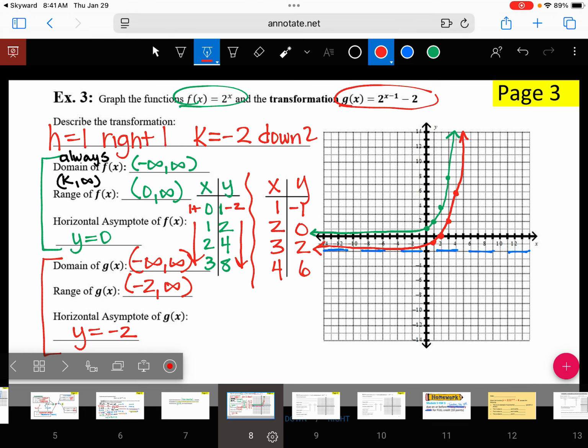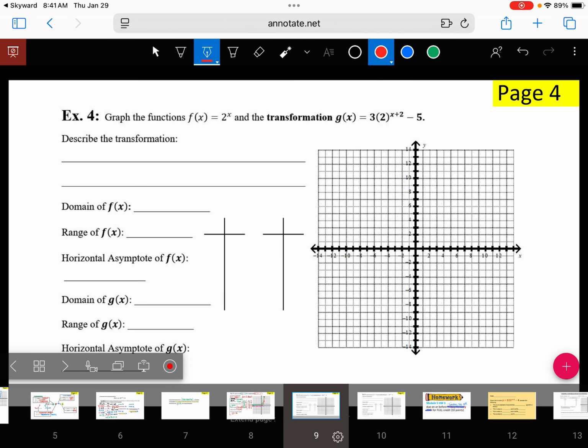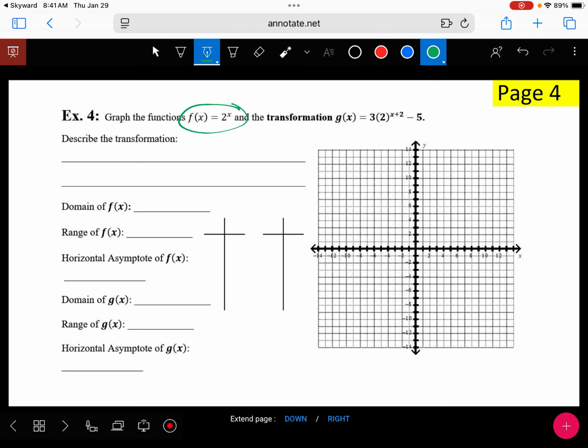Now, the next one, go ahead and fill in everything about the parent that doesn't change. Everything that we see in green, notice how it's the same parent, so we're using the same table. 0, 1, 2, 3, 1, 2, 4, 8. All of this doesn't change because it's still a base of 2. Actually, all parents have the same information. All right, go ahead and graph that. And remember, it cannot cross the x-axis.